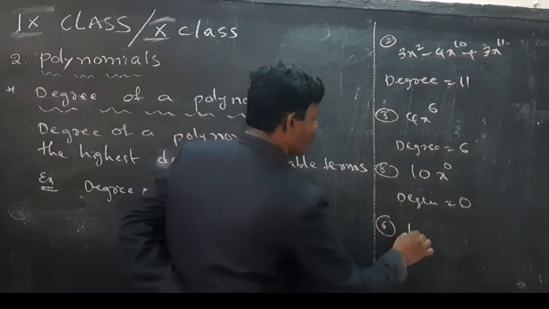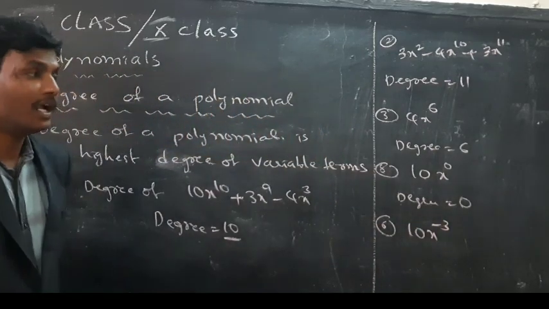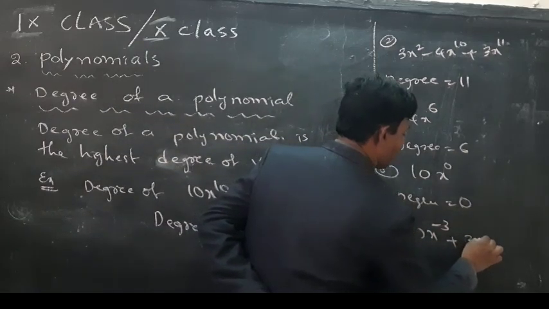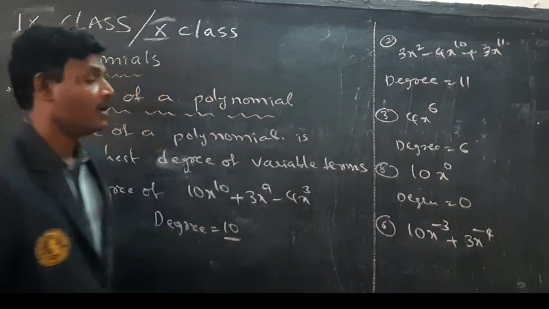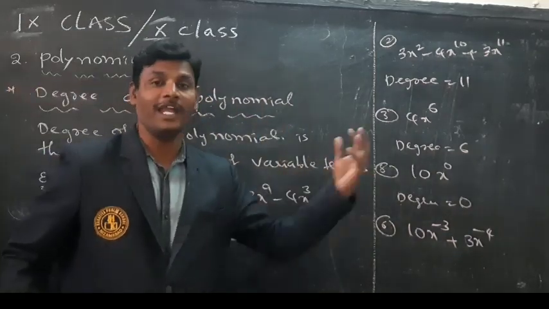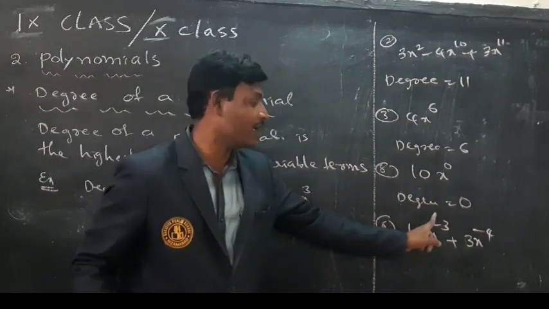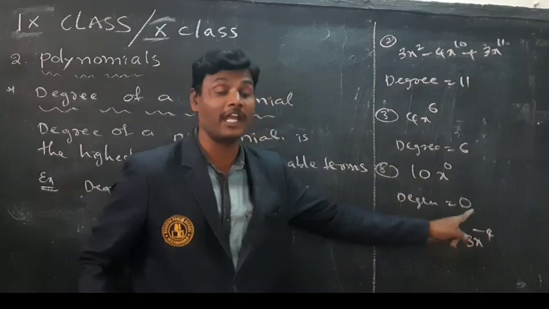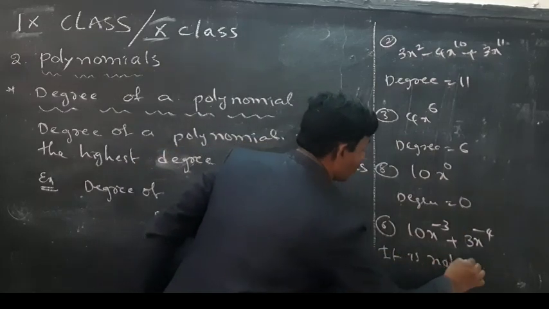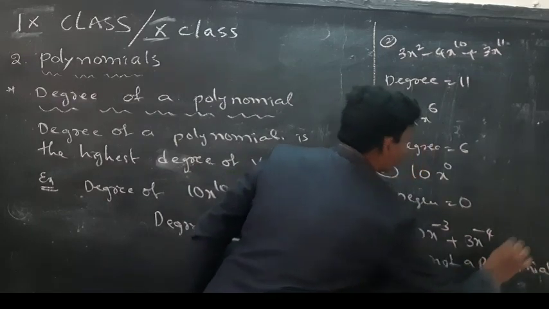Sixth one. What is the degree of 10x power minus 3 plus 3x power minus 4? Here, what is the degree of this one? First of all, it is not a polynomial. Why? Because the variable powers are negative. It is not a polynomial.